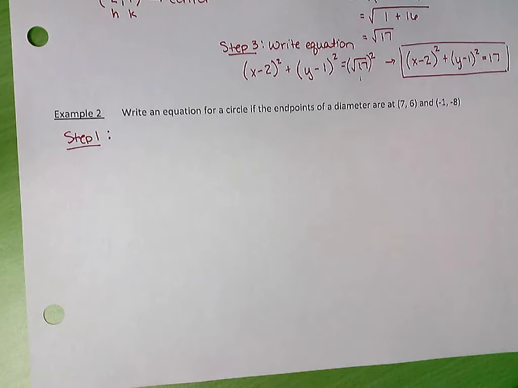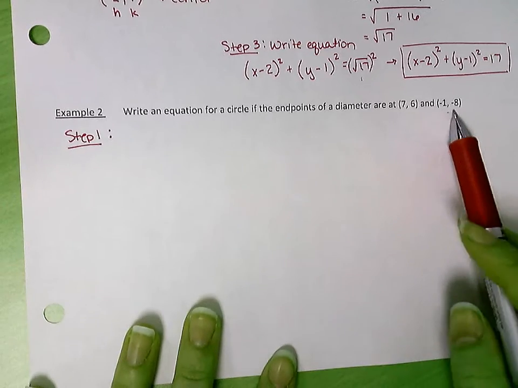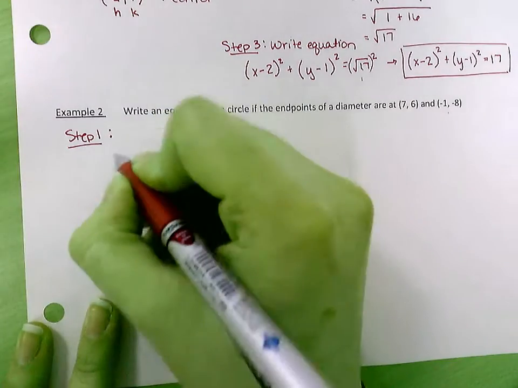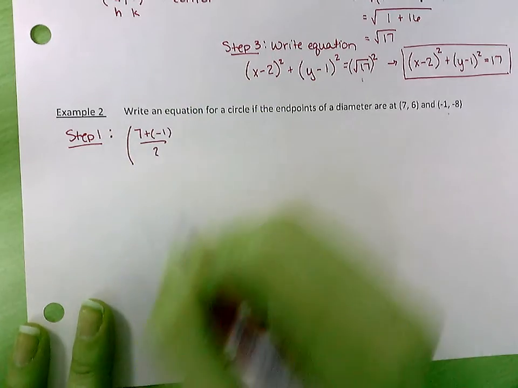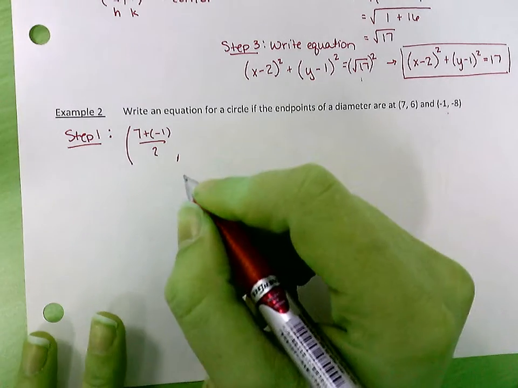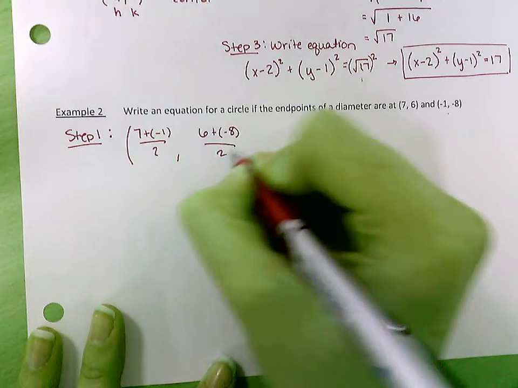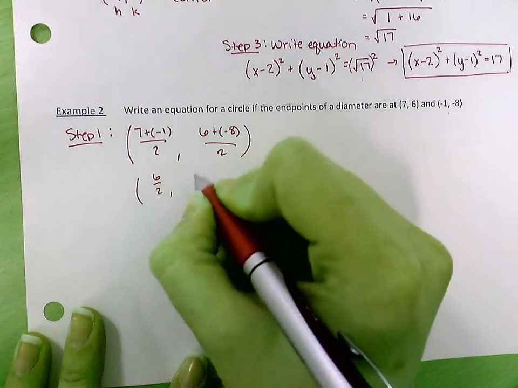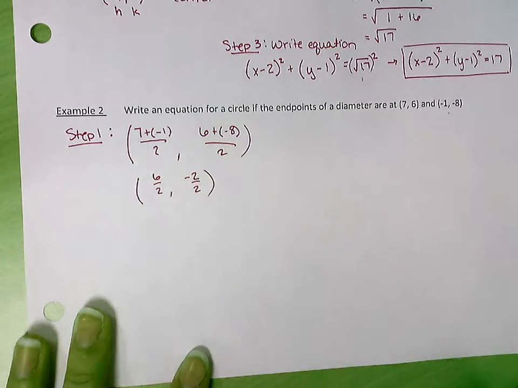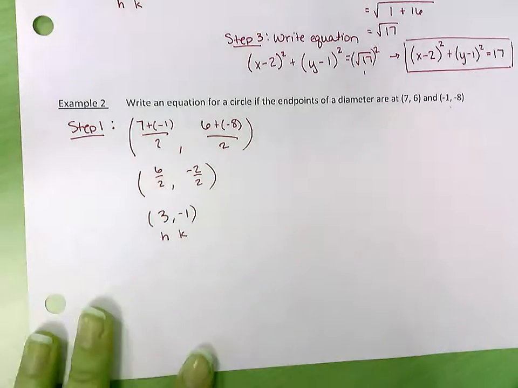All right. Quiet. Okay, step 1 is to find the midpoint. So you need to find the midpoint between these 2 points of your diameter. Okay, so we'll have 7 plus negative 1 over 2, then 6 plus negative 8 over 2. So we have 6 over 2 and negative 2 over 2. So we have (3, negative 1). That's your h and k.